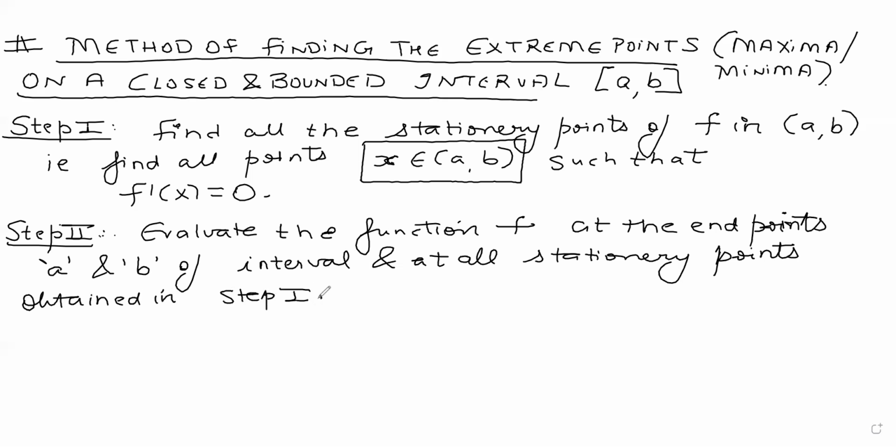So I am revising step 2 again. In step 1, we have found out all the stationary points. Now, what are we doing in step 2? In step 2, we are evaluating the function at the endpoints a and b. So we are finding f of a, f of b, and we are also evaluating the function f at the stationary points which are obtained in step number 1.